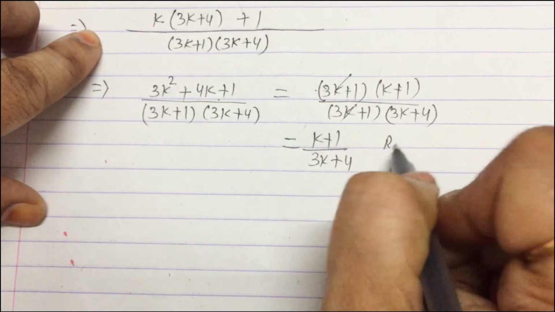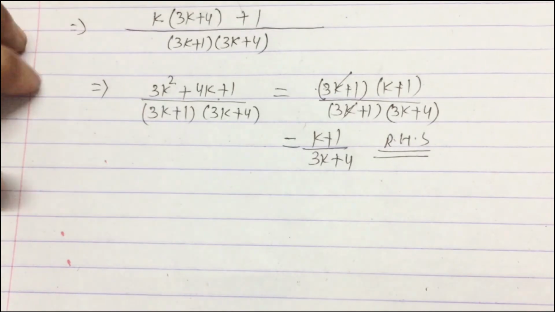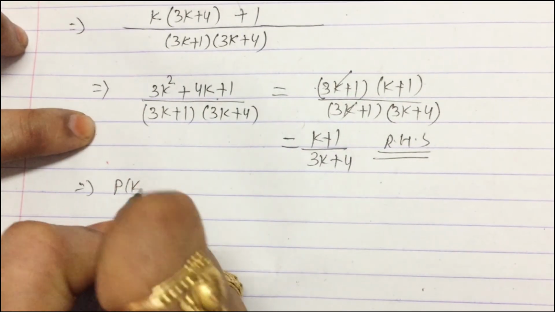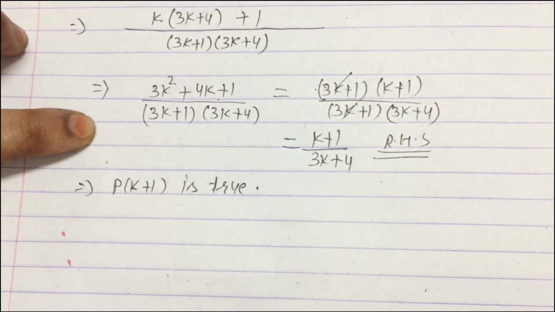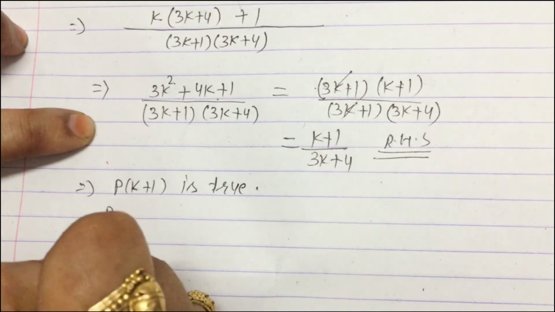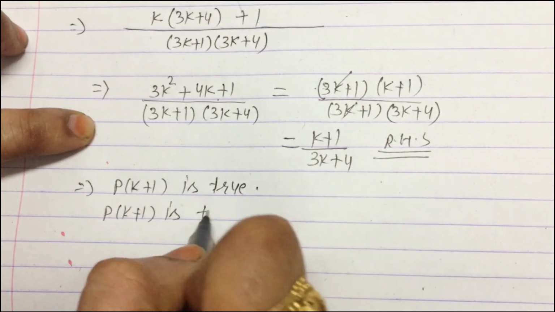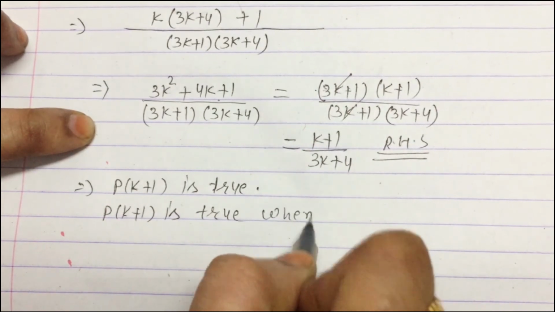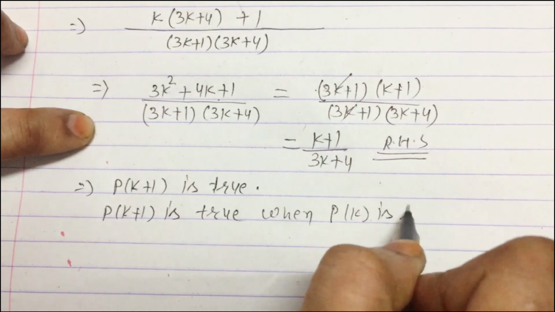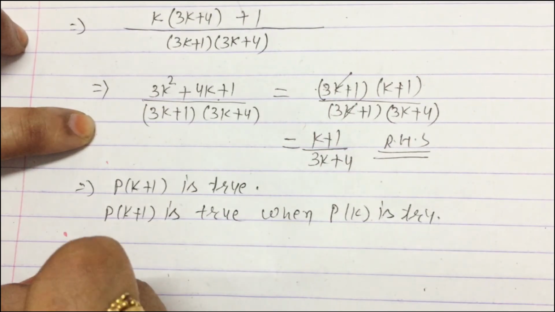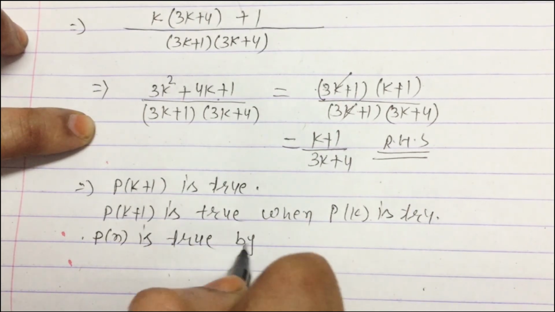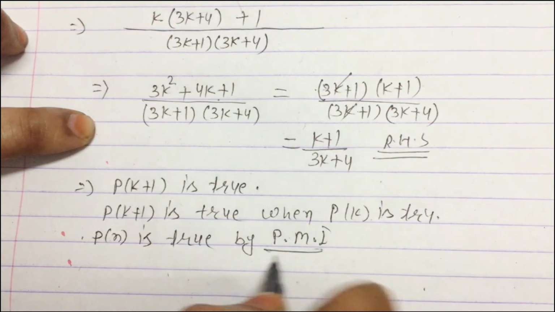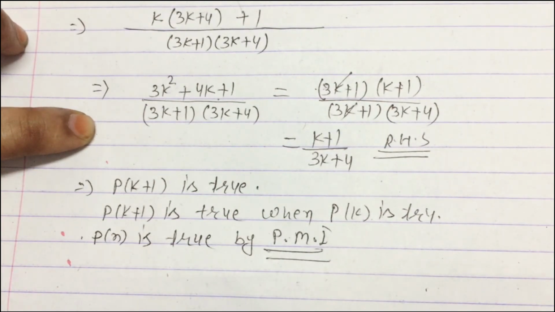Okay, it is the RHS of Pk plus 1. So we can say that Pk plus 1 is true. Okay, and now write the last step. Okay, Pk plus 1 is true when Pk is true. Okay, so Pn is true by method of PMI. Okay, in the next video I will start the new method of this exercise.